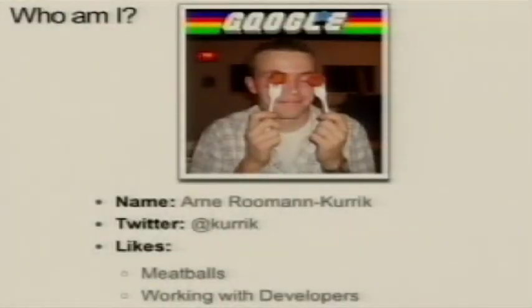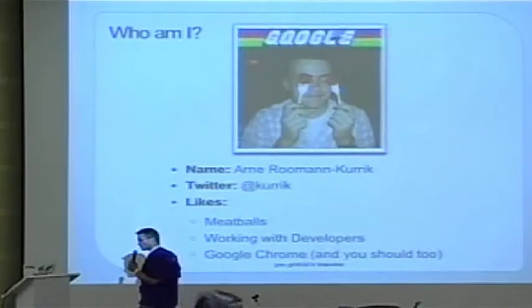My name's Arne Roman Kurek. I like three things. First is meatball eyes. Second is walking around the world and talking to developers on behalf of Google about great technologies like HTML5, and about my third like, which is Google Chrome. I think it's a fantastic browser, and I have some concrete reasons to back that up, and I'm going to tell them to you, and hopefully by the end of this presentation, you will also mark Chrome as one of your likes.